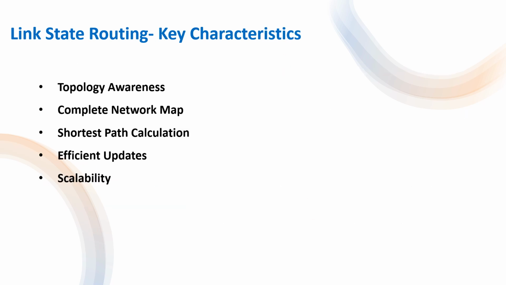Here is a detailed explanation of the key characteristics of link state routing. Topology awareness. Routers have a full picture of the network's layout. They gather detailed information about each link state and cost through link advertisements from other routers. These messages include details about each router's links and costs, helping all routers understand how they are connected.